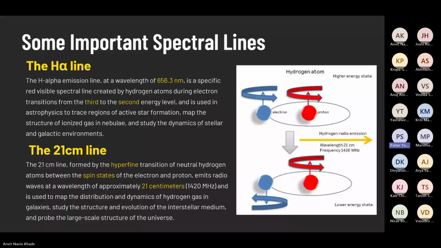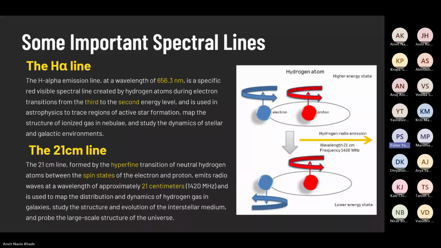Next up is the 21 centimeter line. The 21 centimeter line refers to the electromagnetic radiation emitted by neutral hydrogen atoms in space at a wavelength of 21 centimeters. The transition involves the flip of the electron spin relative to the proton spin, releasing a photon in the process. I'm sure you have learned about parallel and anti-parallel electrons during your chemistry while studying for JEE.